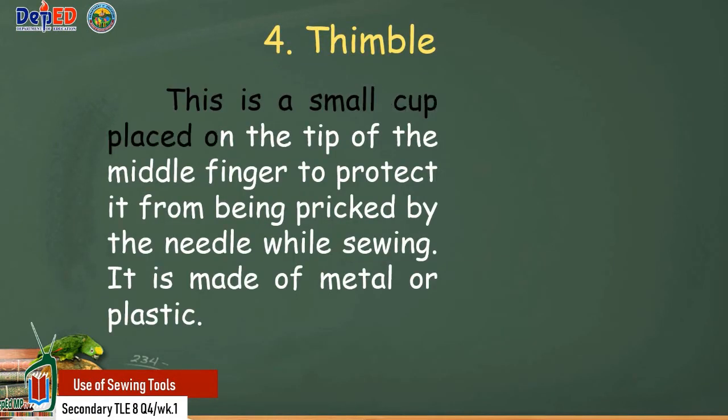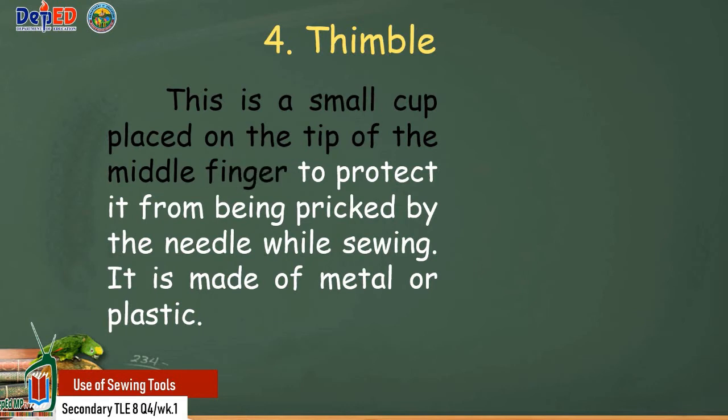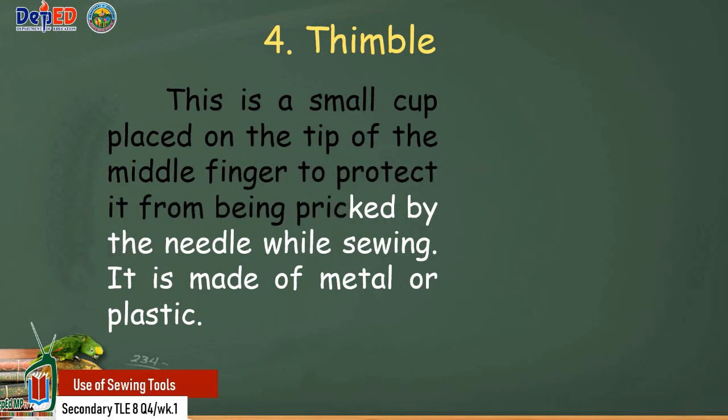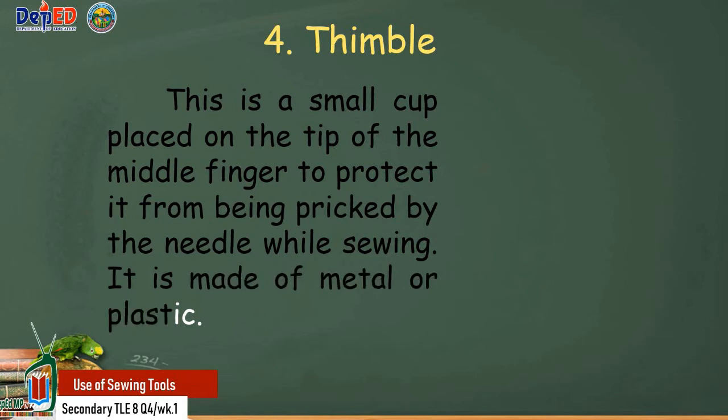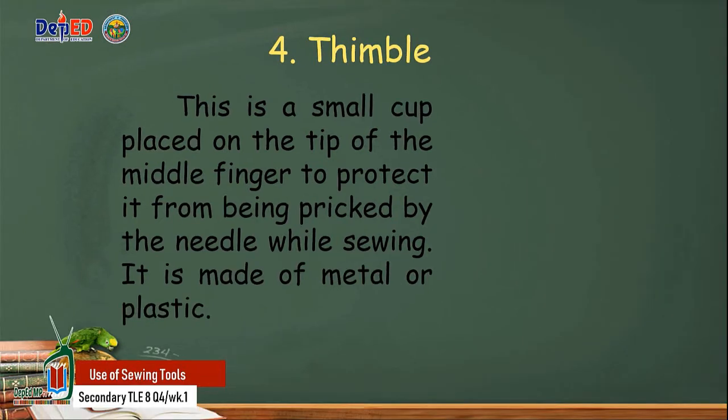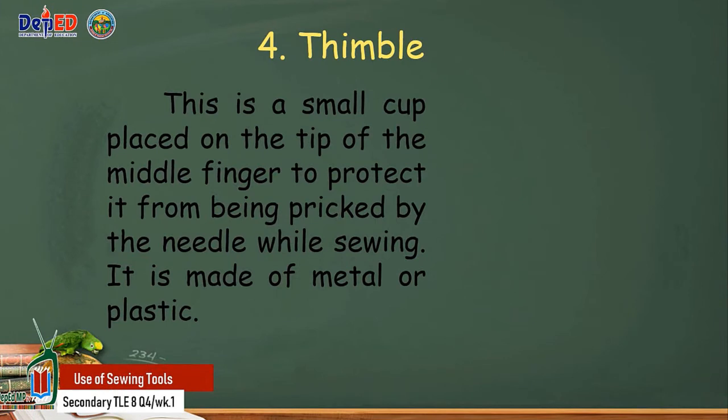Number 4. Thimble. This is a small cap placed on the tip of the middle finger to protect it from being pricked by the needle while sewing. It is made of metal or plastic.